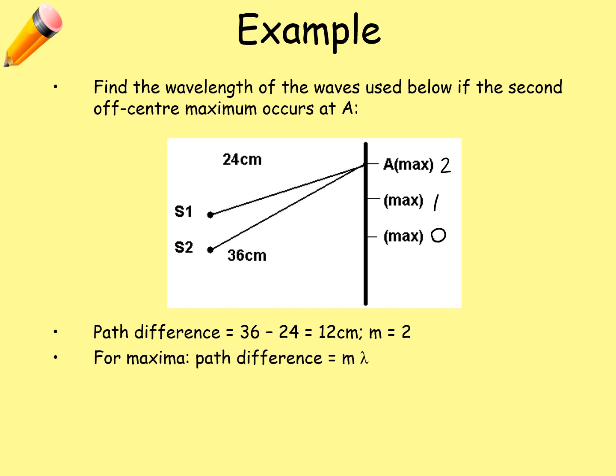Remember, for a maxima, path difference is equal to m lambda. So lambda is equal to the path difference divided by m. In this case, 12 divided by 2, which gives you 6 centimeters.